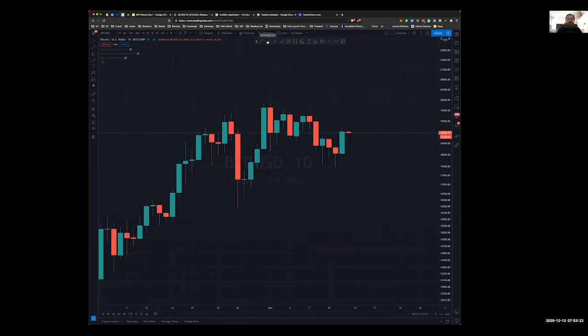So what we're looking for is drawing support. Where do you guys think support is on this current chart? I'll unmute you guys. You can see price is currently at 18,774. The first question is, does support get drawn under current price or above current price? Under. Yeah, perfect.